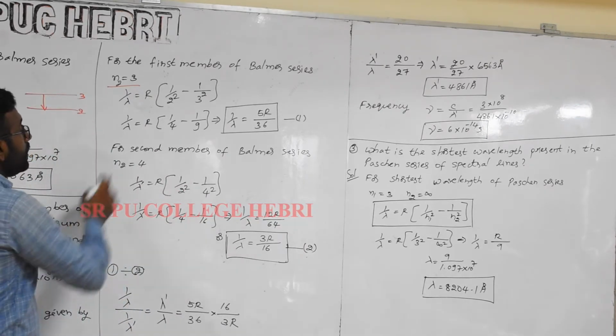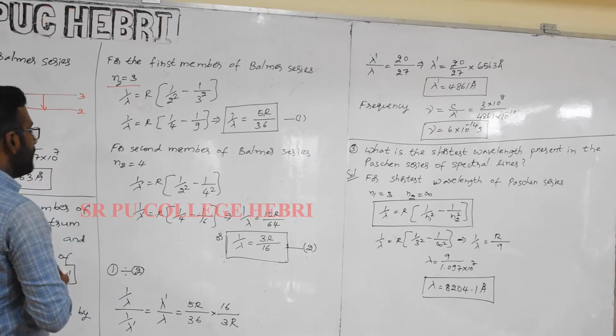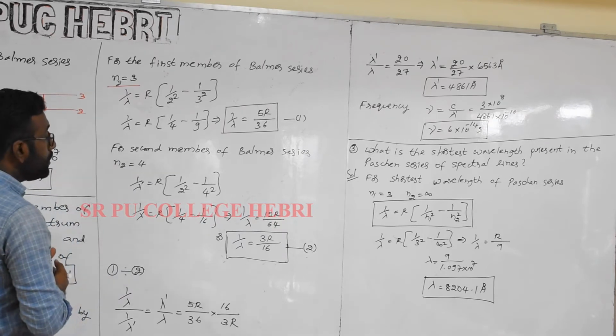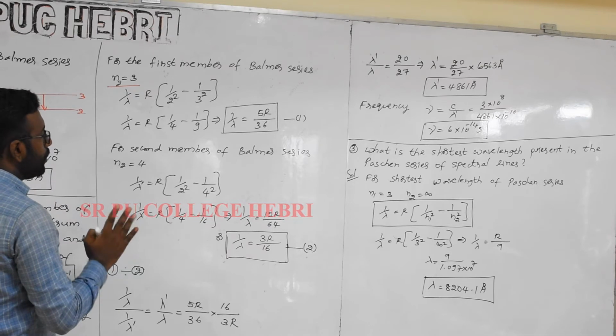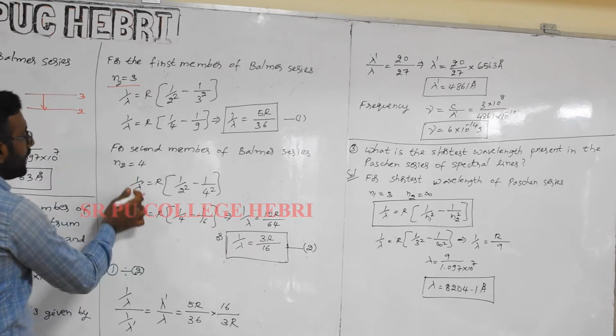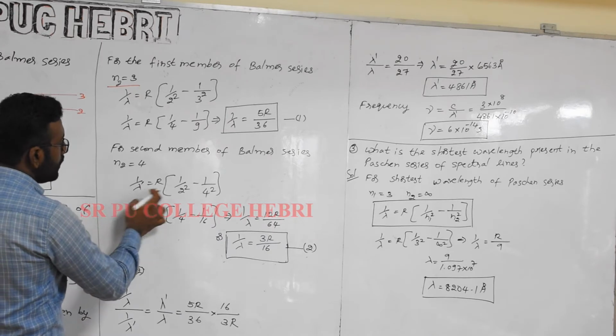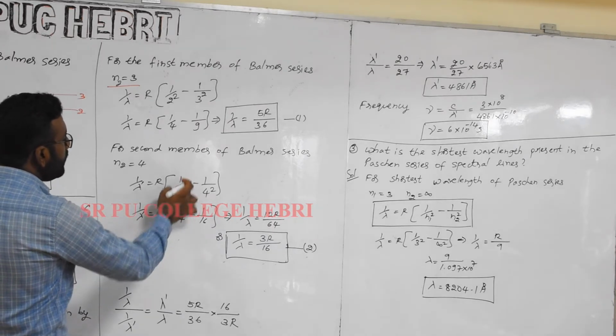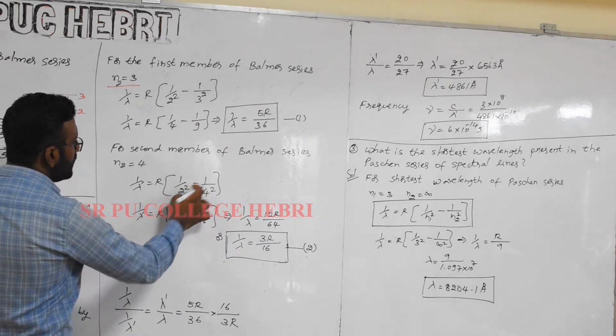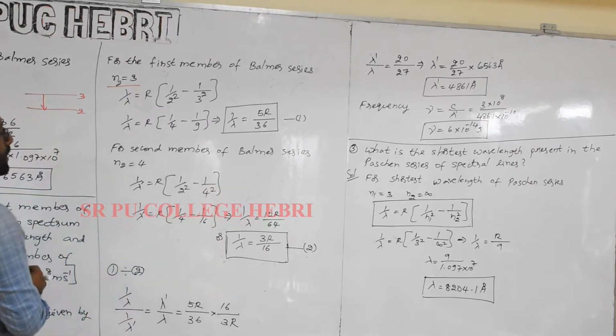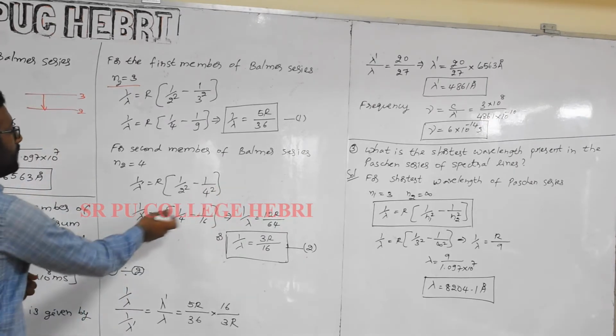Next, for the second member of the Balmer series, what will n2 be? n2 will be 4, correct? I'll take it as lambda dash. So 1 by lambda dash is equal to R into 1 divided by 2 square minus 1 divided by 4 square. It is the same calculation.